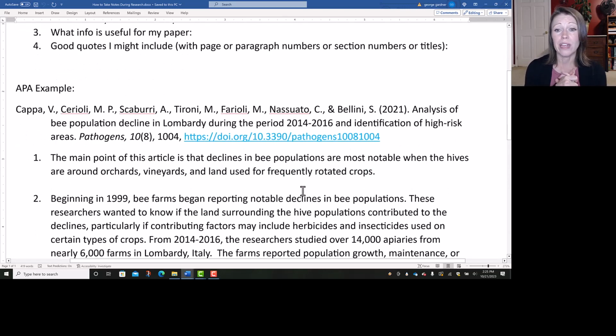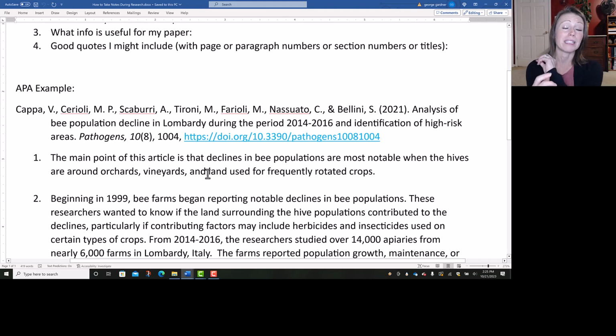This is the article that I found. It was an analysis of bee population decline in Lombardy during the period 2014 to 2016 and identification of high-risk areas. Okay, so it came from this journal, this volume, this issue number, and then your link. This is where I found it again. So I always have my link here.